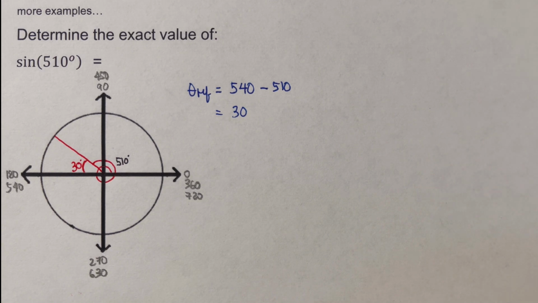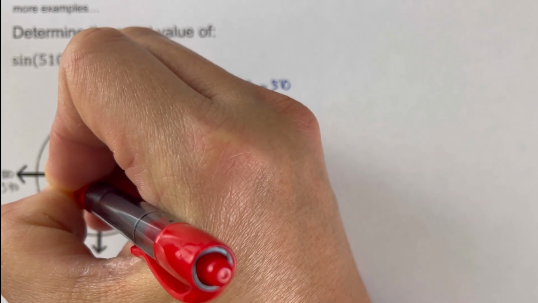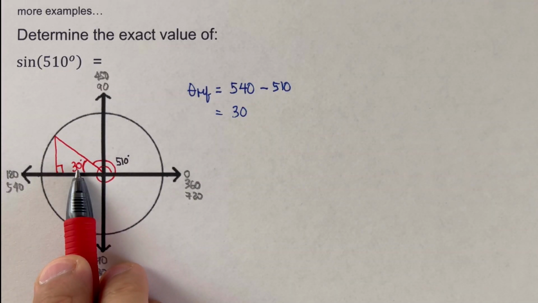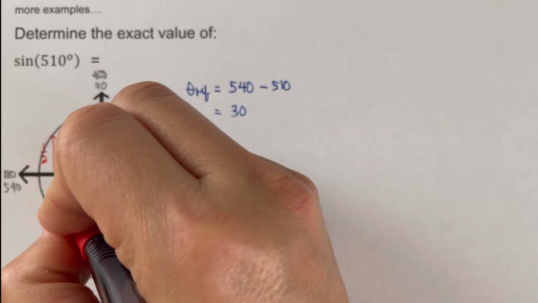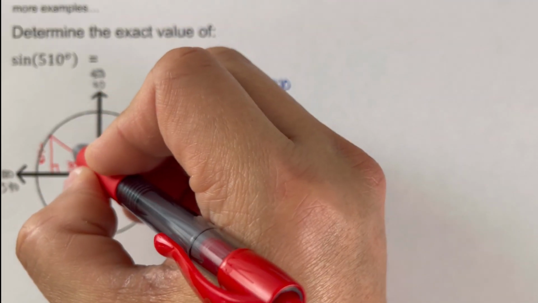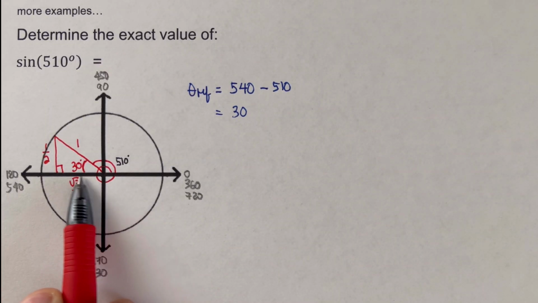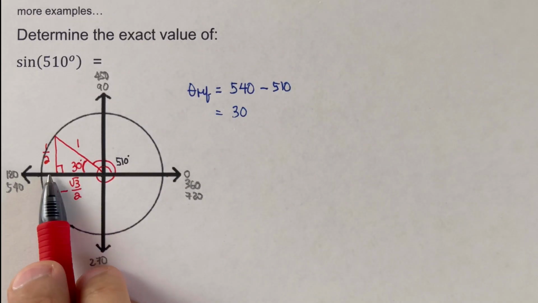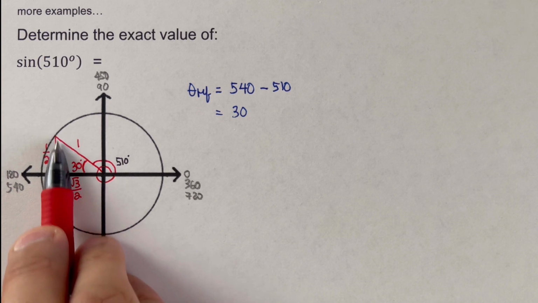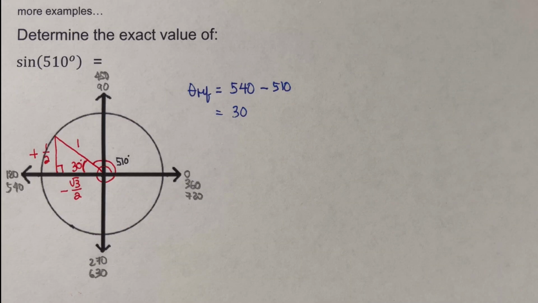So that we go ahead and label the measures for this right triangle that we have here. We remember that the side across from 30 is 1/2. And then the side adjacent to 30 is square root of 3 over 2. And the hypotenuse for the unit circle is 1. Now let's look at the sign. This x-axis that we have here is on the negative side, so this square root of 3 over 2 is negative. And since this vertical line is parallel to the positive y-axis, this value here is positive.